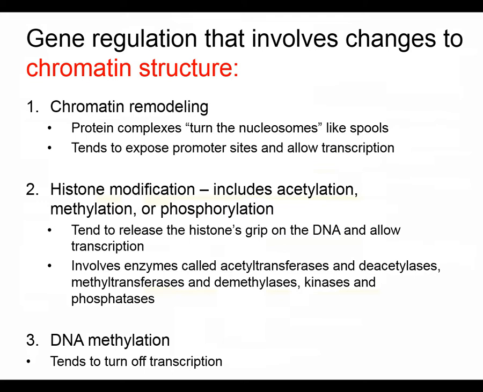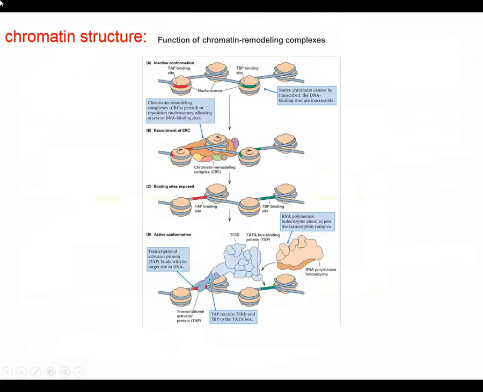So DNA methylation is the attachment of methyl groups directly to the DNA. That tends to turn off transcription, whereas making attachments to the histones tends to turn on transcription. So it's a little bit of an opposite kind of effect in those two cases. So this is still chromatin structure. This is showing that first one, chromatin remodeling.